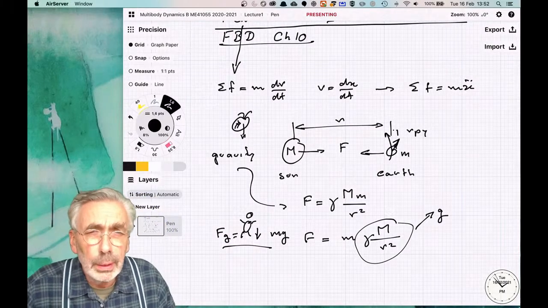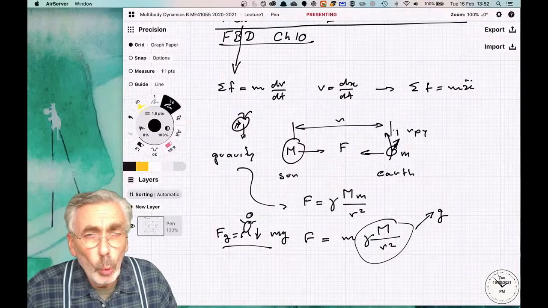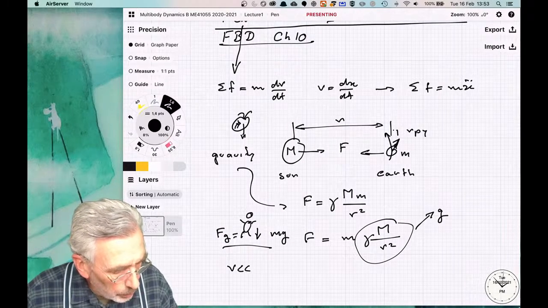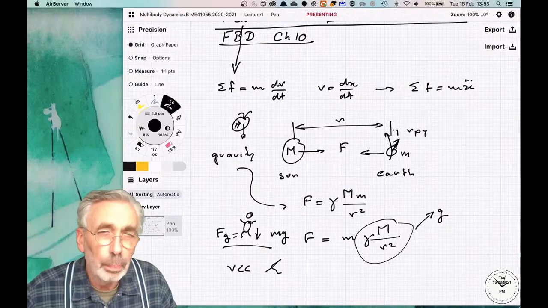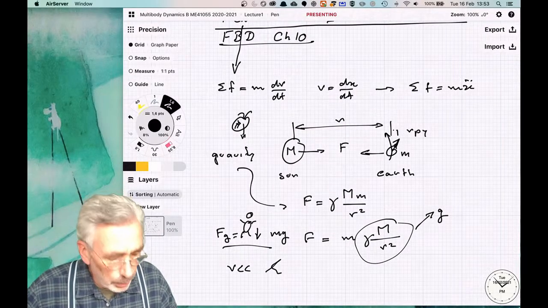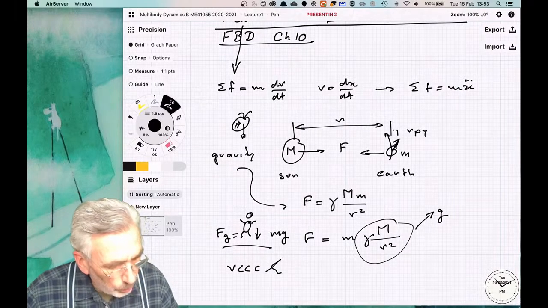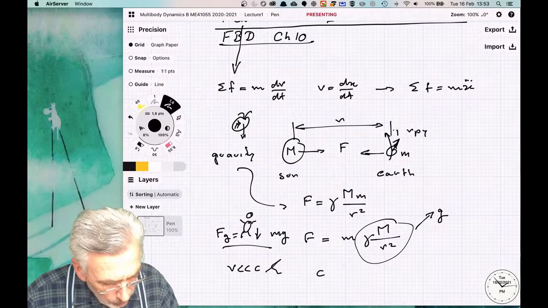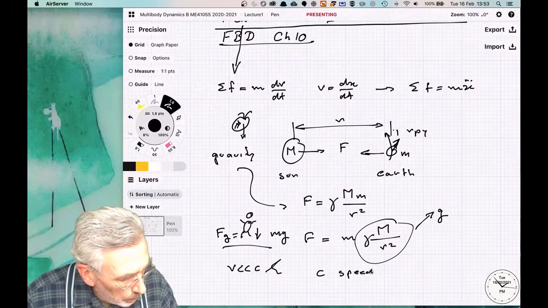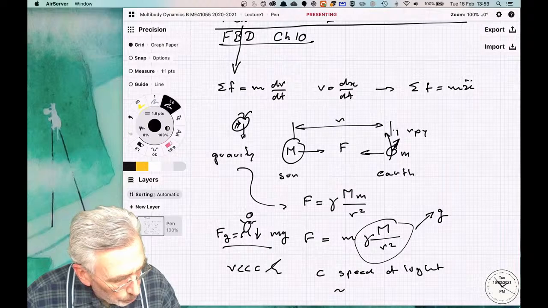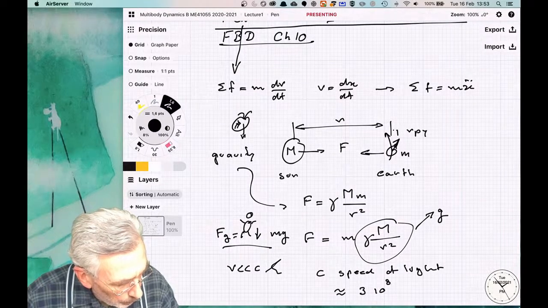Well, is that correct then? It's almost right. As long as v is small, then it's okay. And small compared to what? Well, there's one constant velocity in nature, and that is the speed of light, c. So as long as v is small compared to the speed of light, it's okay. And the speed of light is approximately, what did I write down?